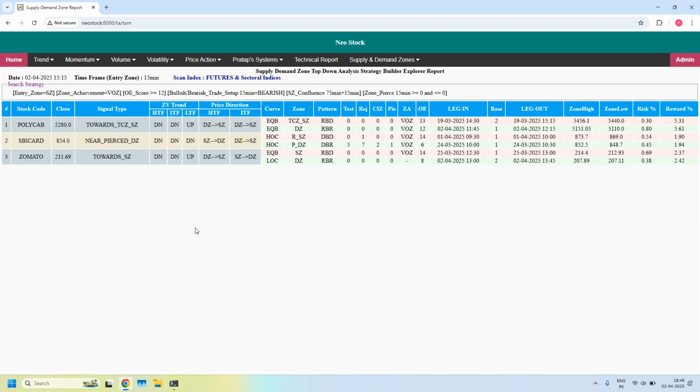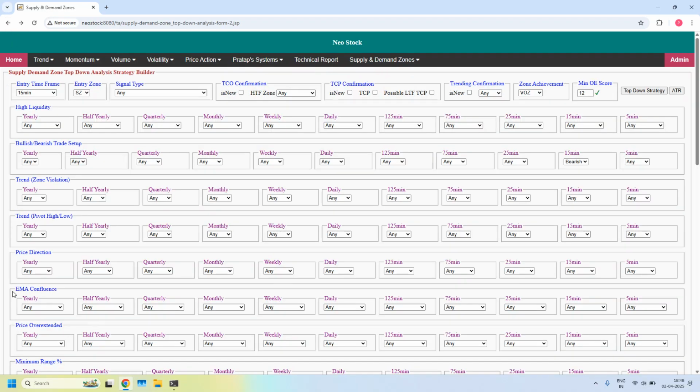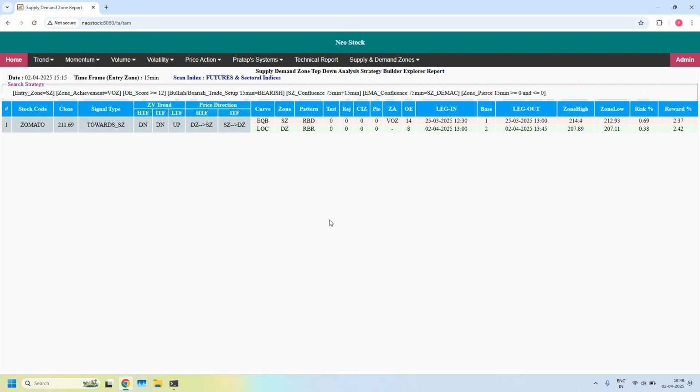So if any of the 75-minute supply zones are having daily EMA confluence, then these 15-minute supply zones might be having even more high probability to get success. So let's verify. In the EMA confluence at 75 minutes time frame, I'm checking 75 minute supply zone having daily EMA confluence. Anyway, 75 minutes trend is downtrend. It is bearish trade setup. We got one stock. So this 75 minute supply zone might be having more high probability to get success. This is based on LTF, ITF supply zone confluence and ITF EMA confluence.